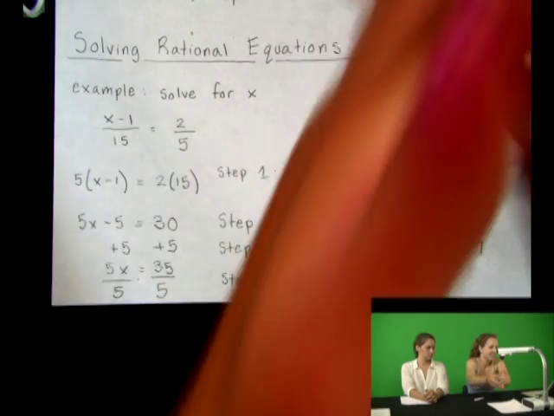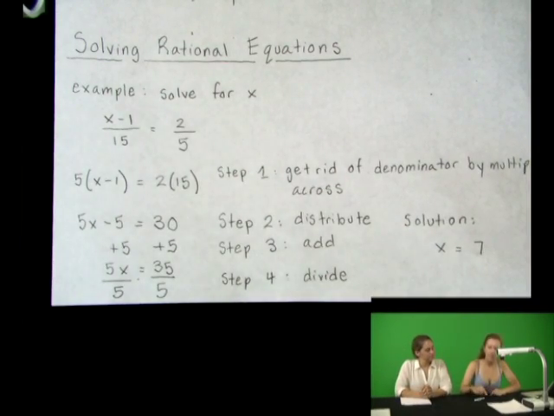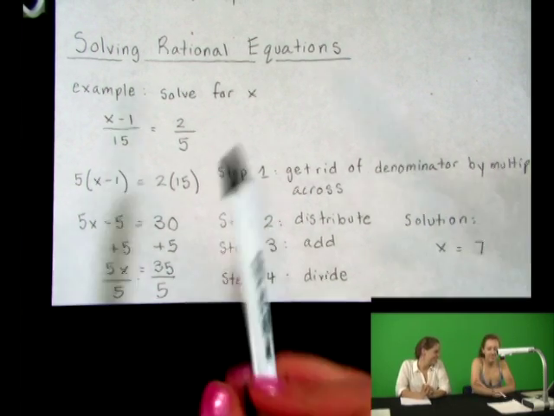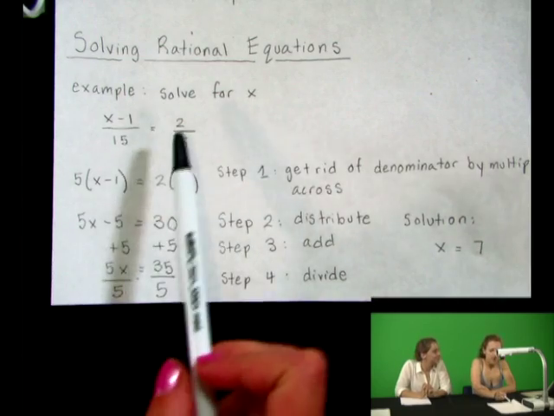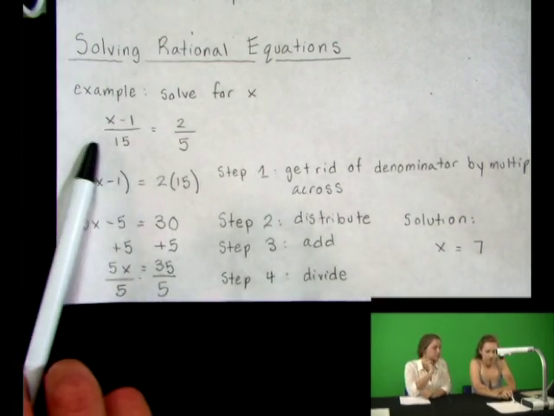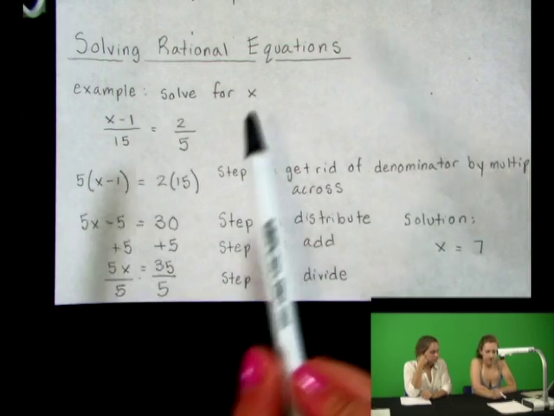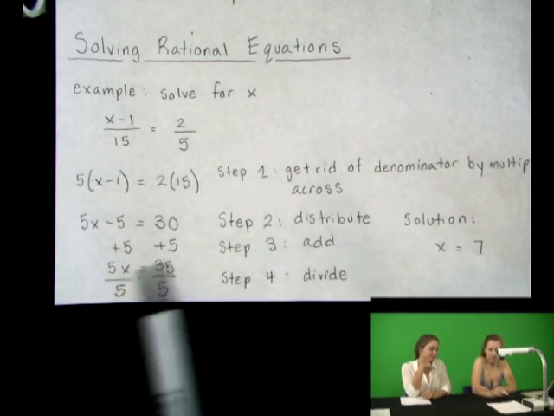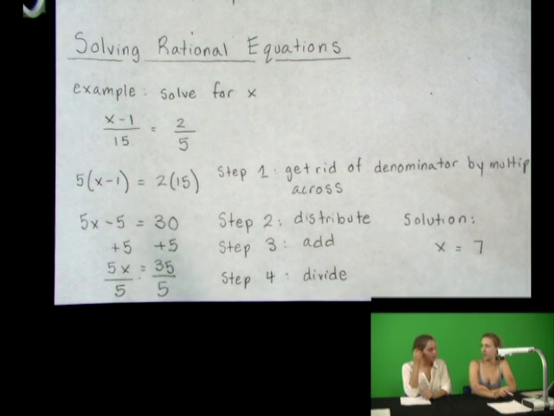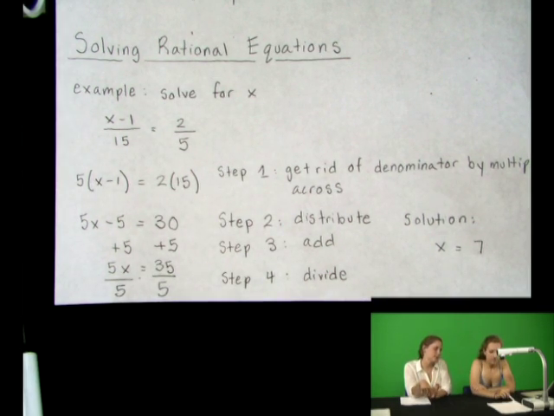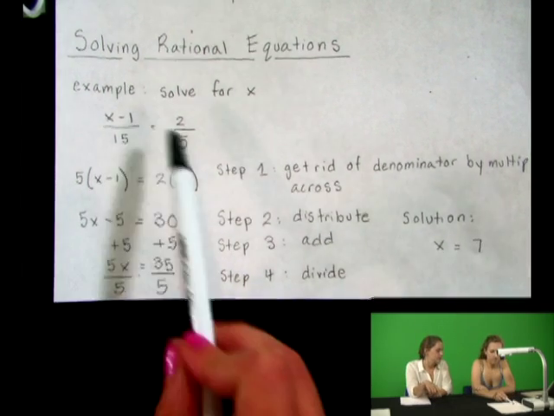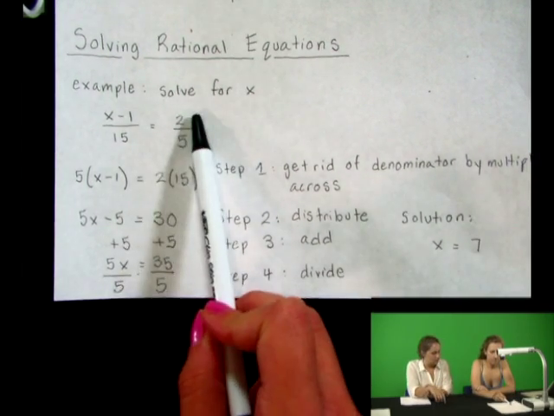Okay, so now we're going to be solving rational equations. Here's an example of it just so you can see what we're going to do. Here we have this equation, and you see that there are fractions. So we're going to want to get rid of those fractions. How do we want to do that? You can cross multiply, right? So multiply x minus 1 times 5 and 15 times 2.